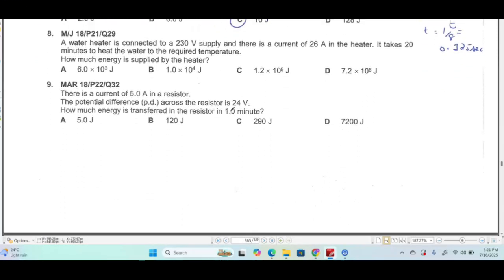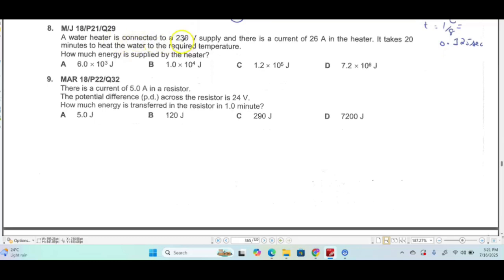Moving on, question number 8. A water heater is connected to a 230 volt supply and there is a current of 26 amperes in the heater. It takes 20 minutes to heat the water to the required temperature. How much energy is supplied by the heater?